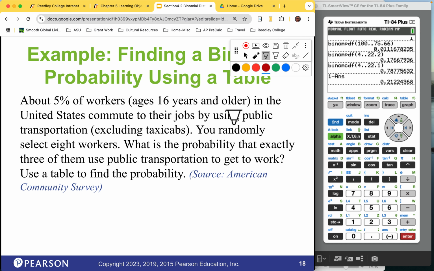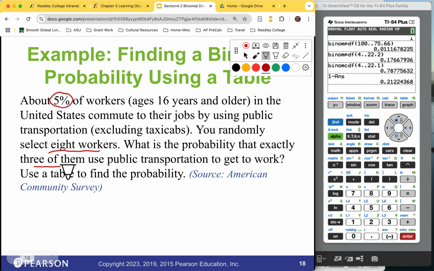This one we're not going to do, but I just want to show you an older way of doing it without the formula, to show you that we're using technology. Is it that we're just cheating or getting it easier? The other way to do this sort of thing, we'll just look at this real quickly. 5% of workers commute to their jobs. Randomly select 8 workers. What is the probability that exactly 3 of them use public transportation?